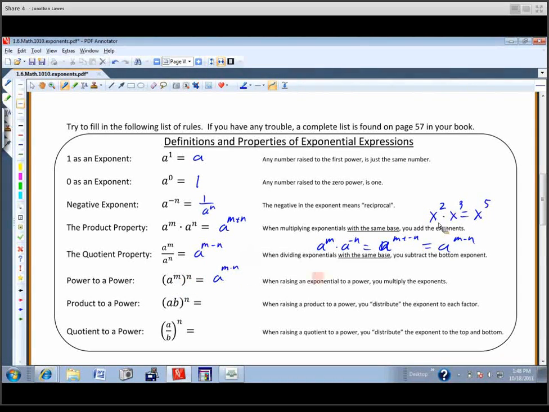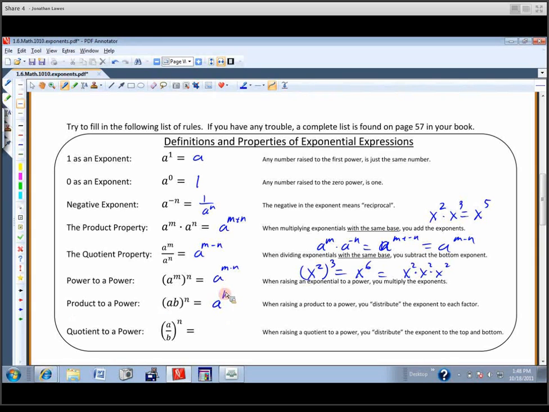Power raised to a power, we multiply those exponents, so that would be a to the m times n. And let me give you a numeric example here. If I have x squared cubed, x squared times x cubed is x to the fifth. This is going to be x to the sixth. It literally means x squared times x squared times x squared. Remember, you use it 3 times, so we'd have 6 x's altogether.